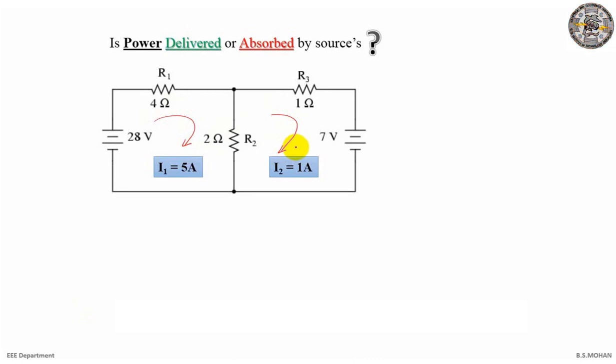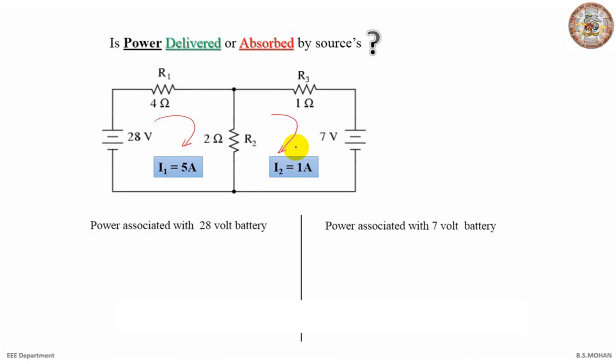Now we know the three formulas for power: I square into R, or V square by R, and the last one, V into I. So let us see how to find power associated with the 28 volt battery, followed by power associated with the 7 volt battery. Now we'll use the formula V into I, but you can see I've highlighted a parenthesis in between V and I. So let's try to understand what exactly that is.